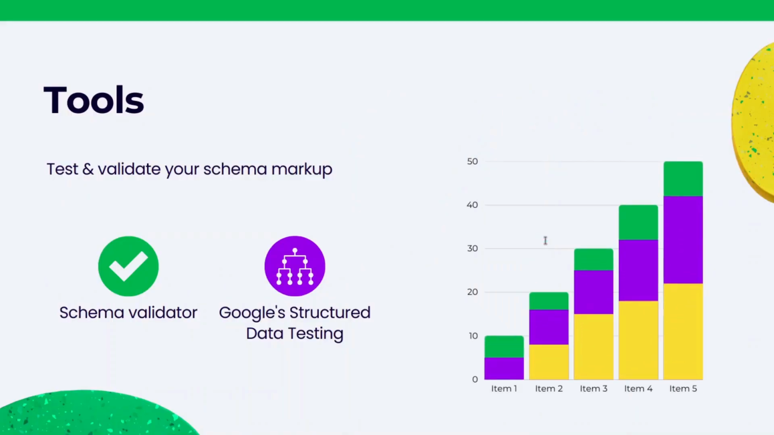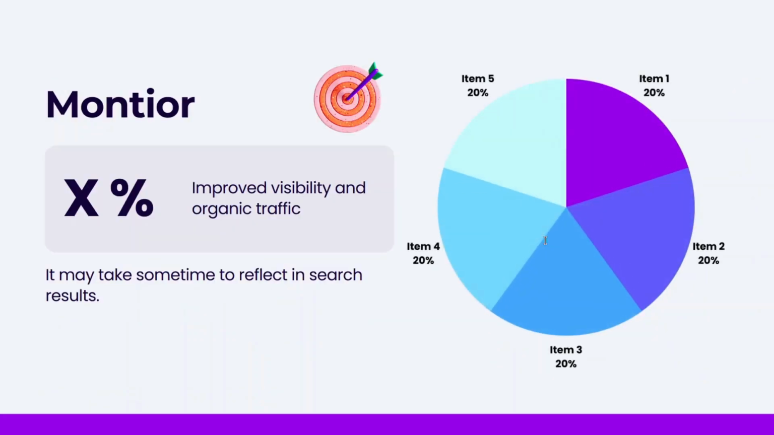Now you are all set to make it live and then monitor your search results to see if the rich snippets are appearing as intended or not. For a note, it may take some time to reflect in search results. Keep patience, and there you have it. Schema structured data is a powerful SEO technique that can give your website a competitive edge, improve your search engine visibility and attract more organic traffic.